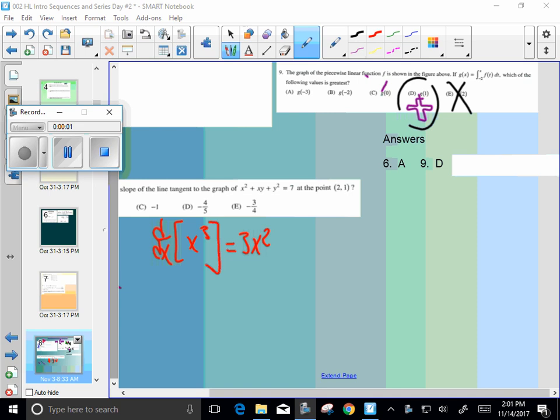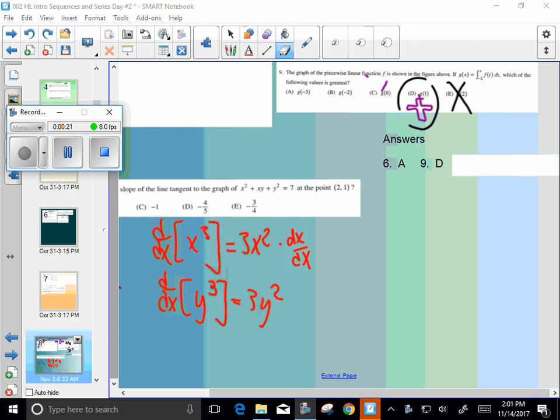If you're taking the derivative of x cubed, it's 3x squared. What's the derivative with respect to x of y cubed? 3y squared. And you don't know this, but this was really times dx/dx. We don't ever write dx/dx. It doesn't make sense. It's like comparing something to itself, which is 1, so we leave it out. But this one is dy/dx.